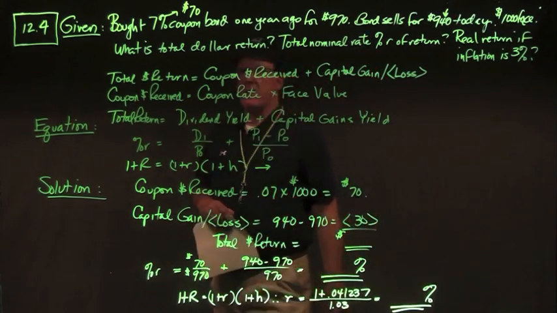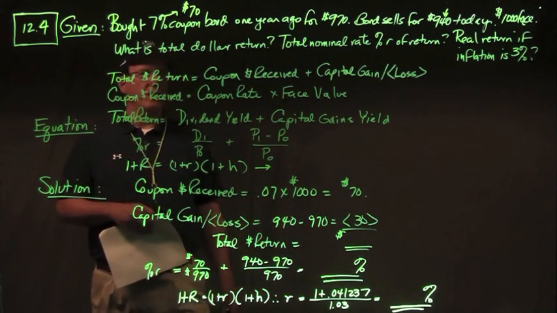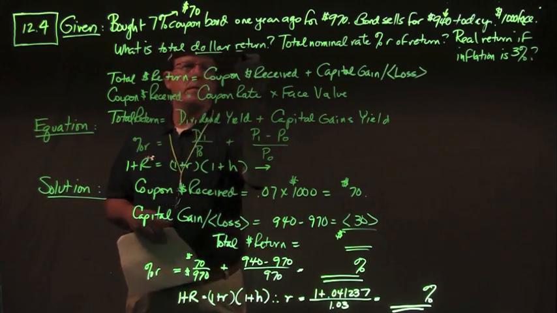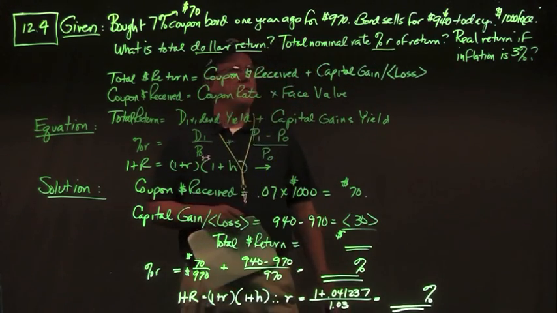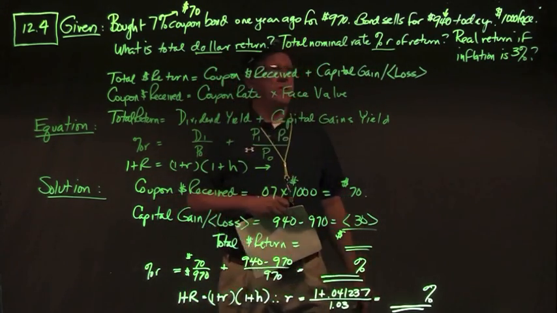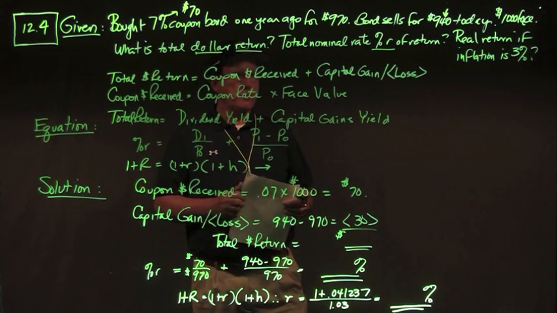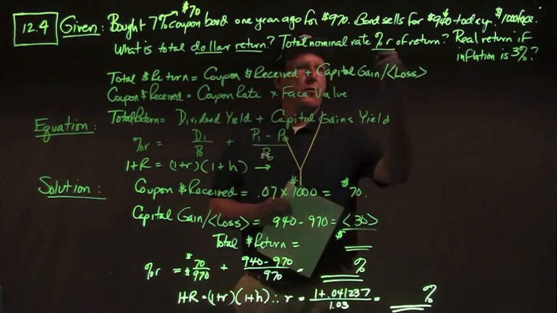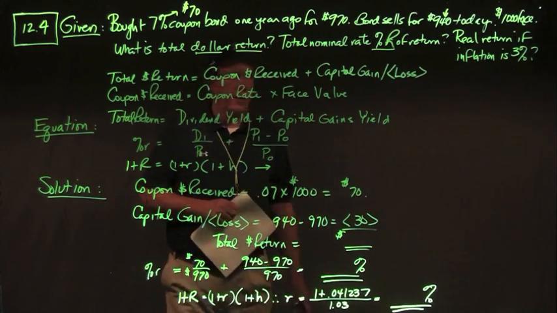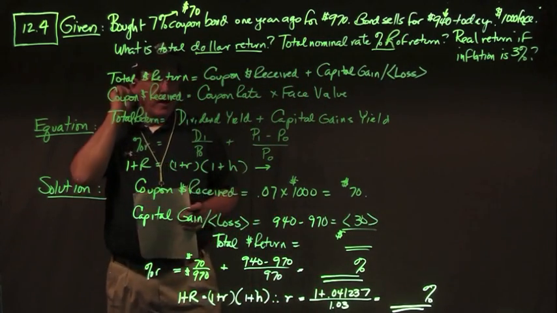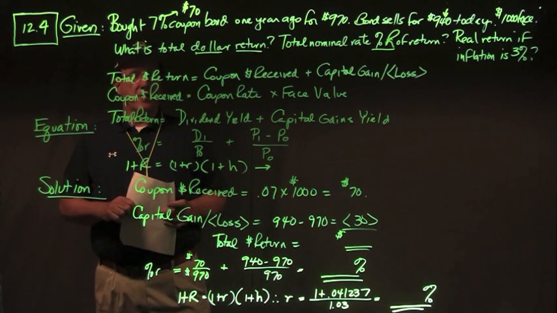$1,000 face value, as usual. What is the total dollar return? What is the percent R or nominal rate of return? And what is the real return? And in this case, if we're using the Fisher effect, Dr. Fisher likes to use the large R for total nominal rate of return. So let's look at some equations.